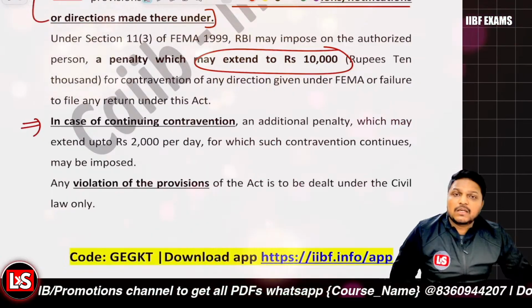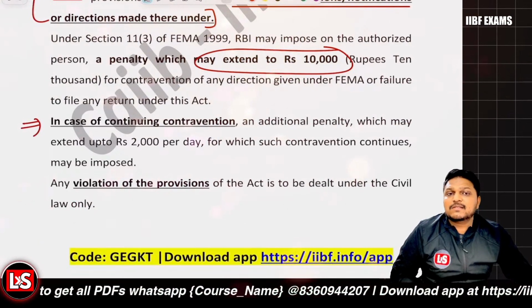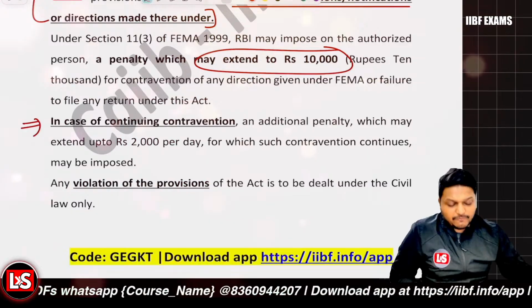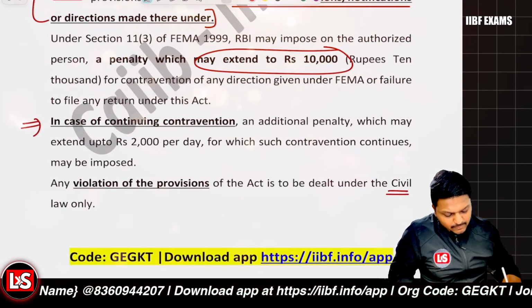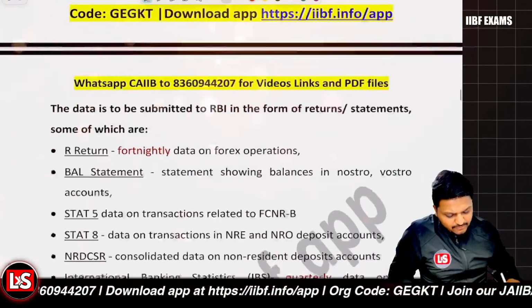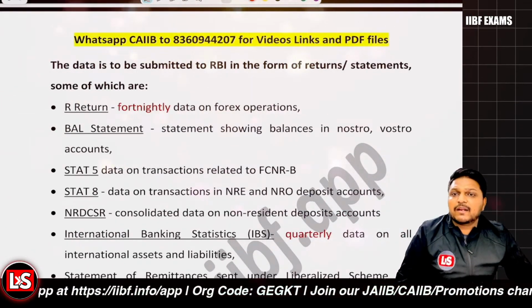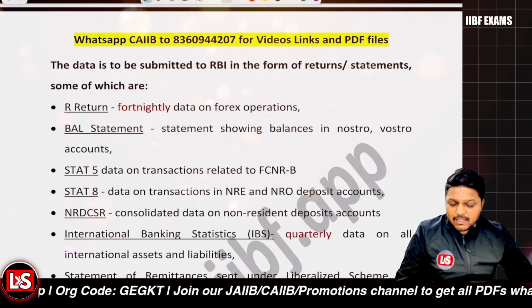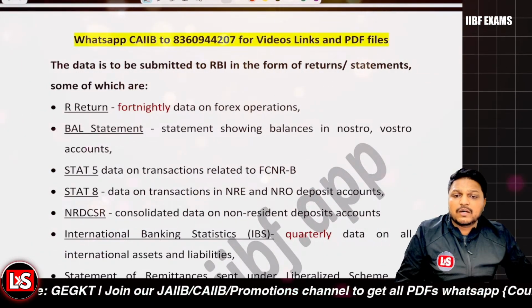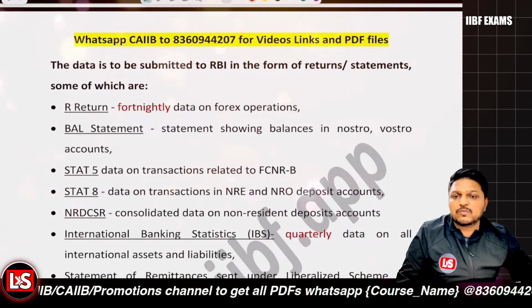Previously, the offenses were compoundable as criminal offenses under the FERA. But now the offenses are compoundable as civil offenses only under the FEMA, like a penalty will be imposed upon you. And there are so many returns which are to be submitted to the Reserve Bank of India. Let's have a look at these particular returns.